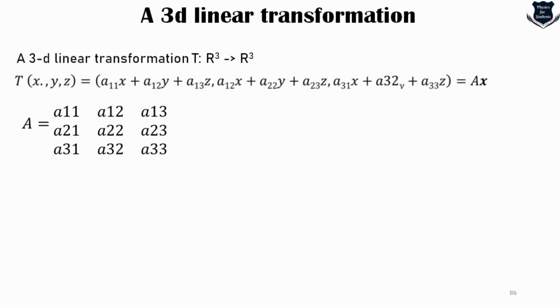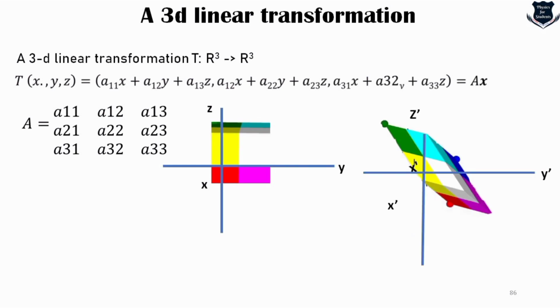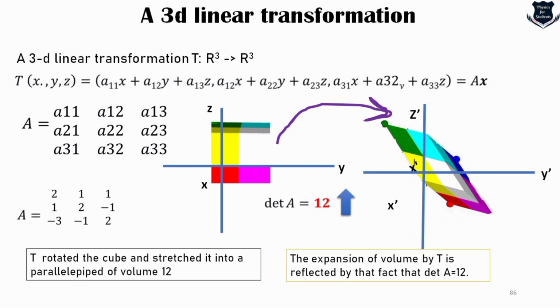And what happens in a 3D linear transformation? If you take a matrix like this, A, the 3D linear transformation goes something like this. So what happens is that the determinant is 12. That means that it rotated the cube and stretched it to a parallelepiped with a volume of 12. So the expansion of volume by T is reflected by the fact that the determinant of A is 12. So this is what we mean by volume transformation in different coordinate systems by stretching, flipping, and so on.